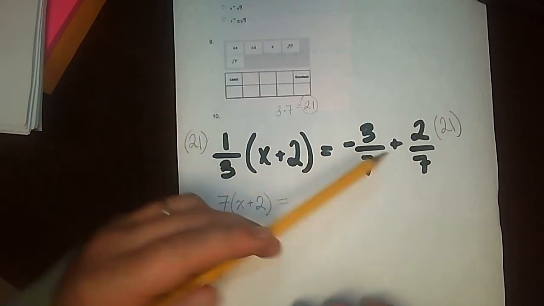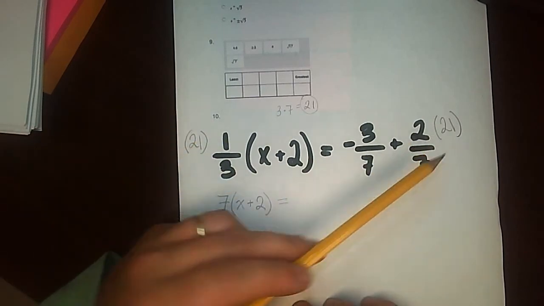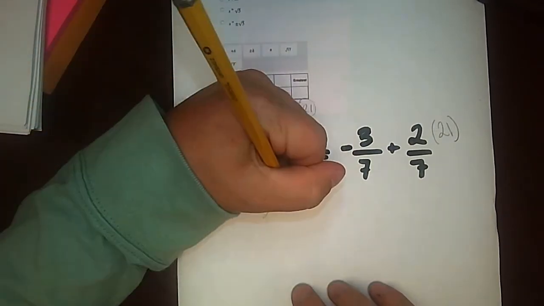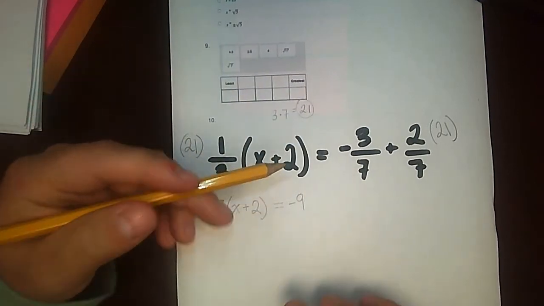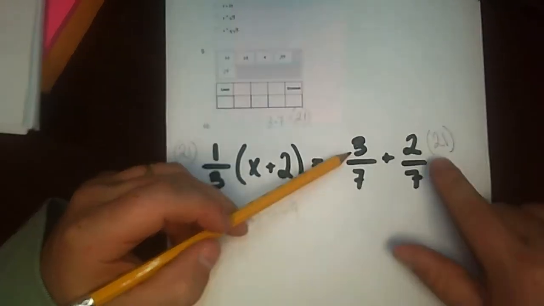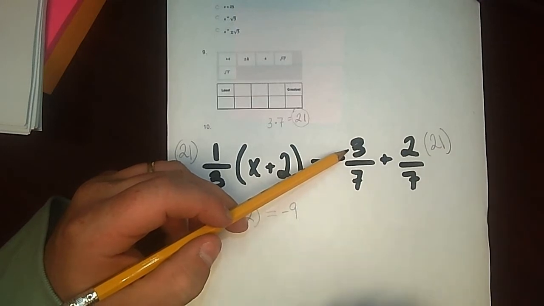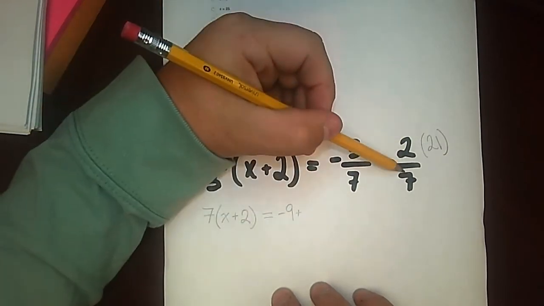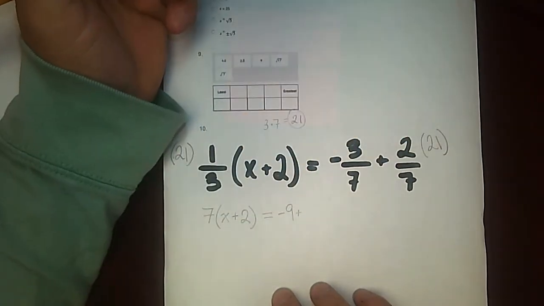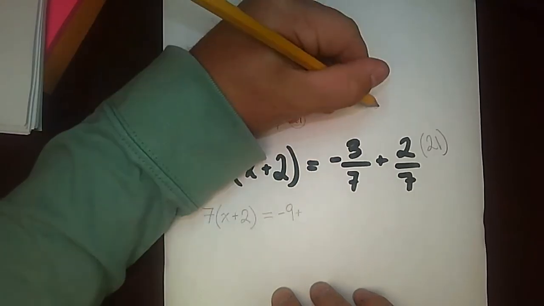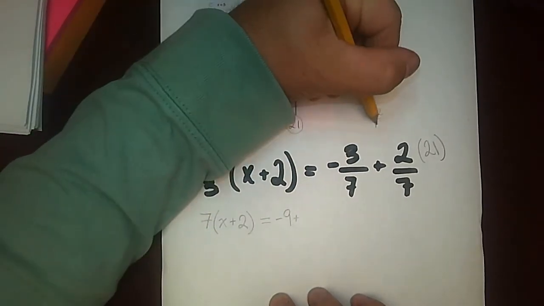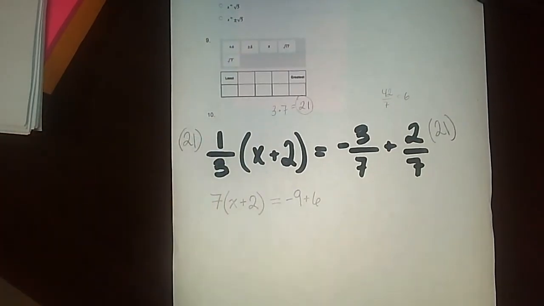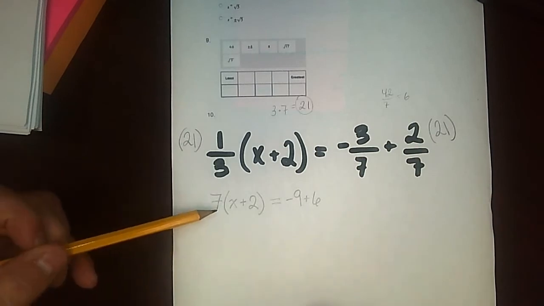Okay, so next we're going to multiply this side by 21. We have negative 3 over 7 times 21. Well, that's going to give us negative 9. You can just throw that in the calculator, or you can say, all right, negative 3 times 21 is negative 63. Negative 63 divided by 7 is negative 9. Now plus 2/7 times 21. Well, 2 times 21 is going to be 42. Then 42 divided by 7 is 6. So that becomes 6. So now this equation looks much simpler in this form as opposed to how it started.